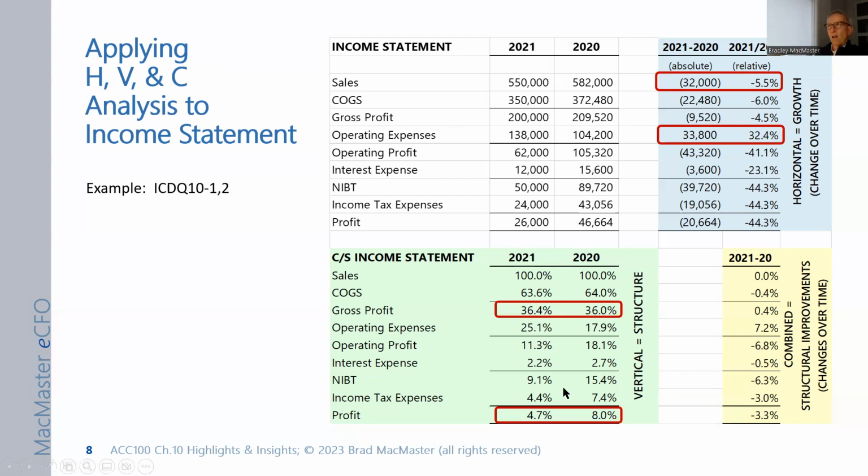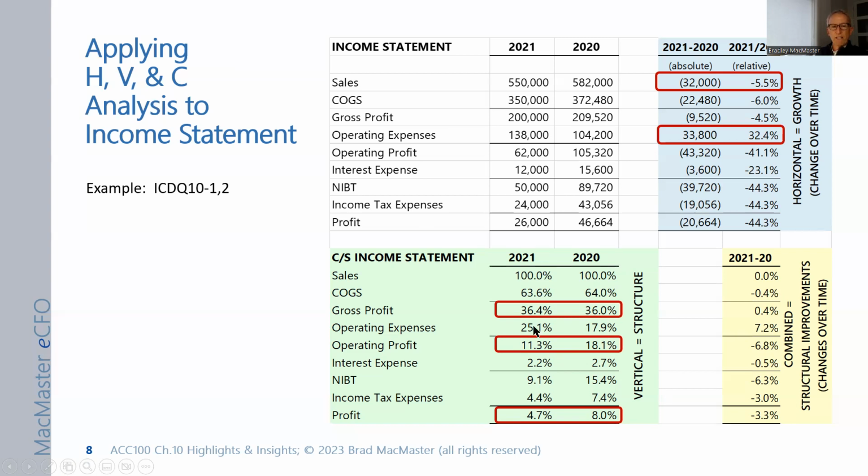But where the wheels fall off the cart is down here at operating profit. We're no longer the same profit margin. We made 18 cents on a sales dollar in 2020, but it fell to 11 cents in 2021. And at this point, there's only one thing that could cause that, and that's the number in between gross profit and operating profit.